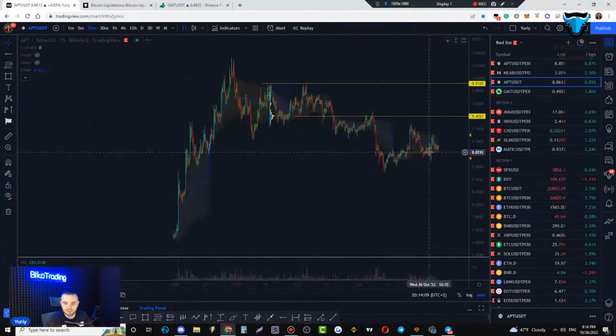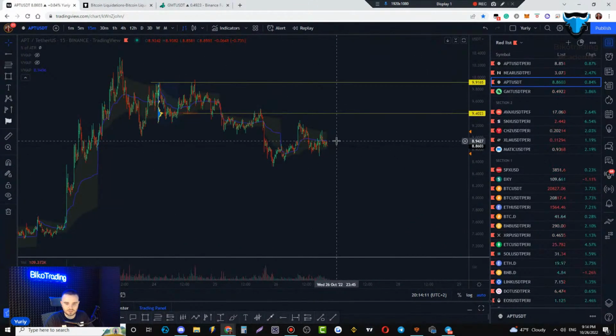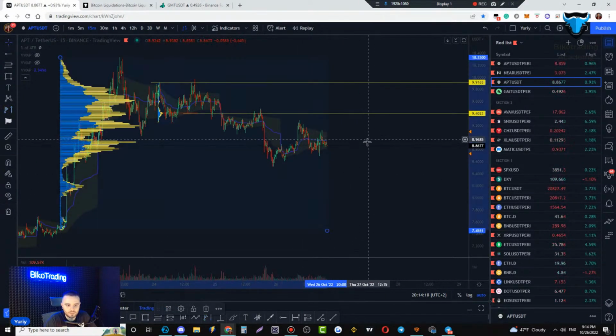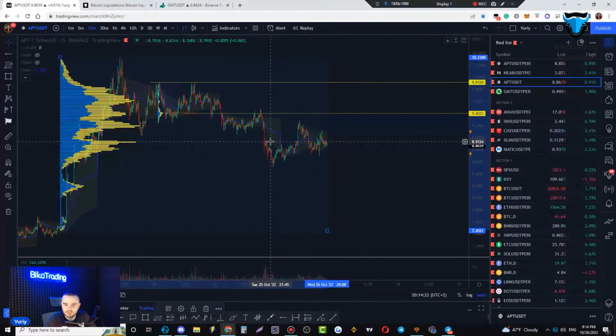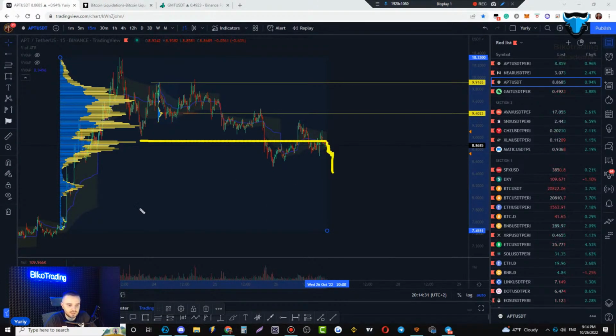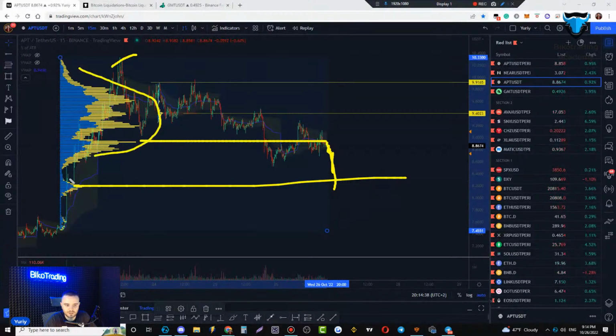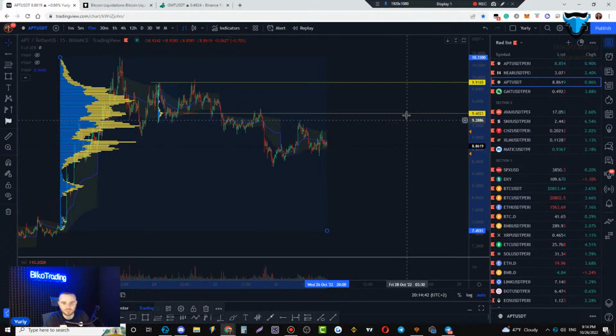About APT, friends, APT still didn't break VWAP. That's a problem. Why is it a problem? Because if APT bounces from this side, they could go down to take stop losses of all these people that traded in this range. And the next area that could potentially stop it is here. That's the problem of all of this.